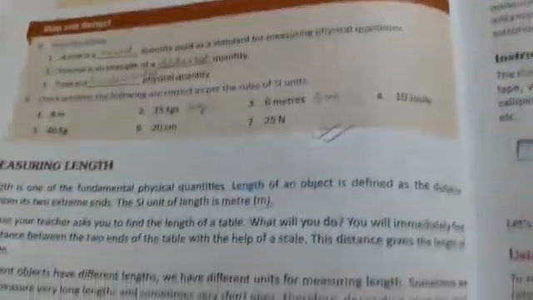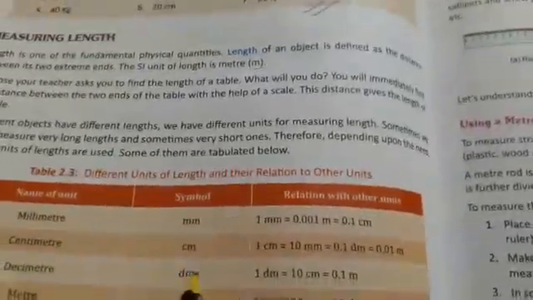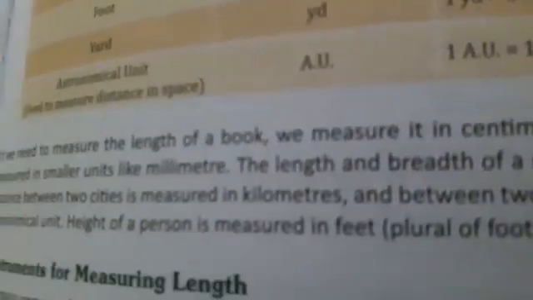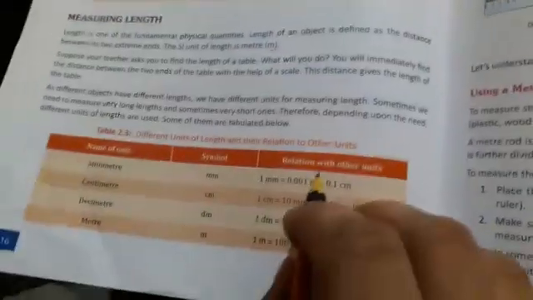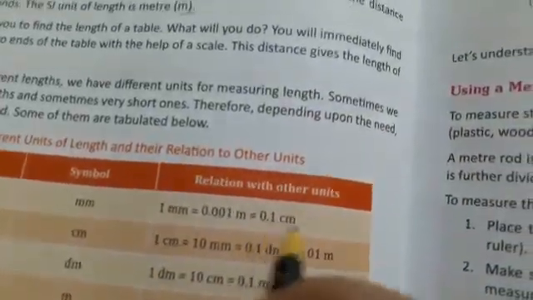Now we will see the symbols. We represent millimeter by mm, centimeter cm, decimeter dm, meter m, kilometer km, inch in, foot ft, yard yd, astronomical unit au. Here, relation with other units. 1 millimeter is equal to how many centimeters? 0.1 centimeter. Like this, it is given in the table in your book. You can see it from your book.